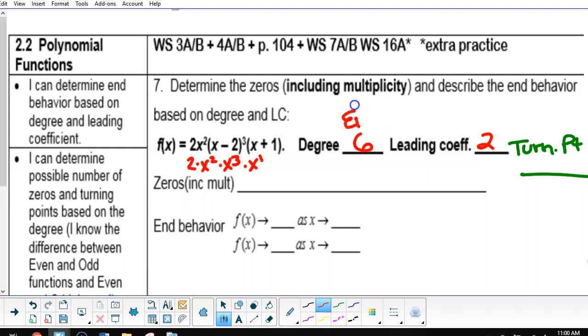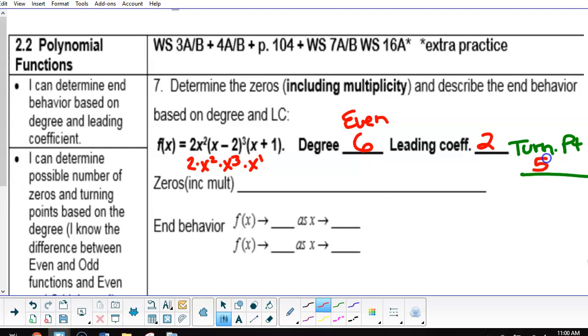Okay. The fact that it's an even degree means what about the end behavior? They either both go up or both go down, right? Both end behaviors are the same. Okay? Now, a positive leading coefficient means they're both up. How many turning points would this have?